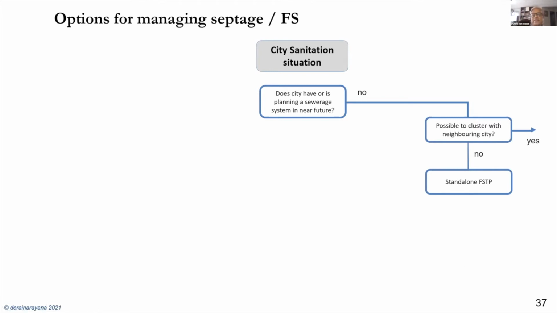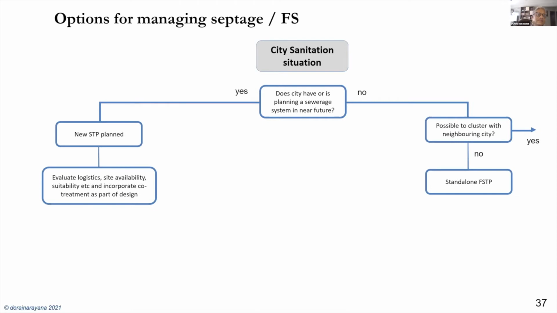So if the neighboring city has an STP, then possibly the sludge from this particular city could be taken to that city for co-treatment, or even if it's a fecal sludge treatment plant. Of course, it depends on the distance, right? It should be a reasonable distance. And if there is no potential for that, then of course the only option is to have a fecal sludge treatment facility, a standalone one, right? So there's no co-treatment possibility here. So we construct a fecal sludge plant.